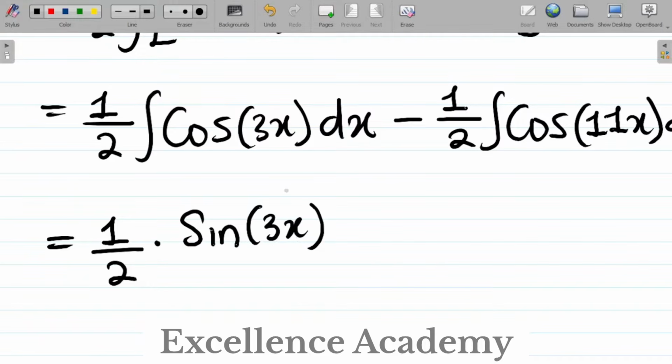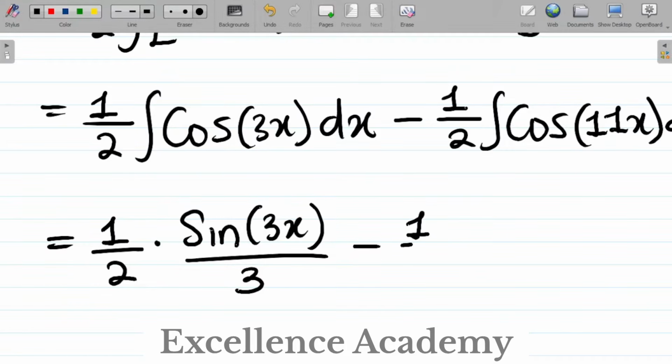Now the last step is to differentiate what you have in brackets. What I have in brackets is 3x. Differentiate 3x, you have 3. That becomes your denominator. So it becomes 1 over 2 times sine 3x all over 3. All right, that's your shortcut.